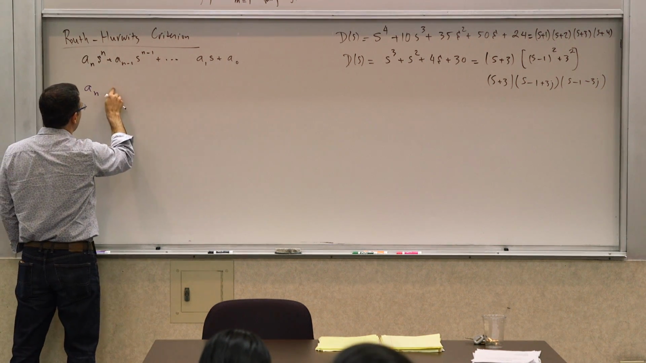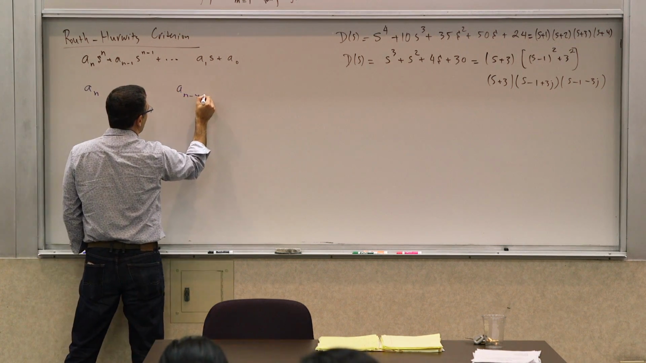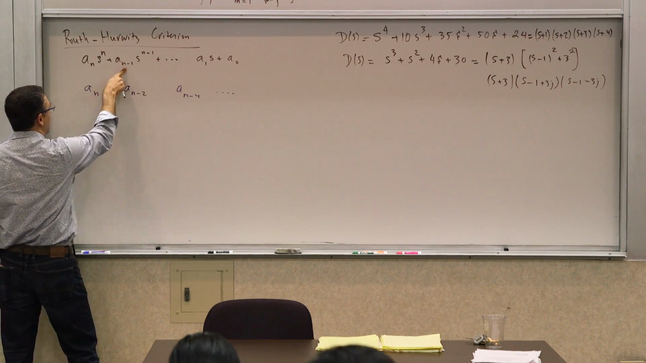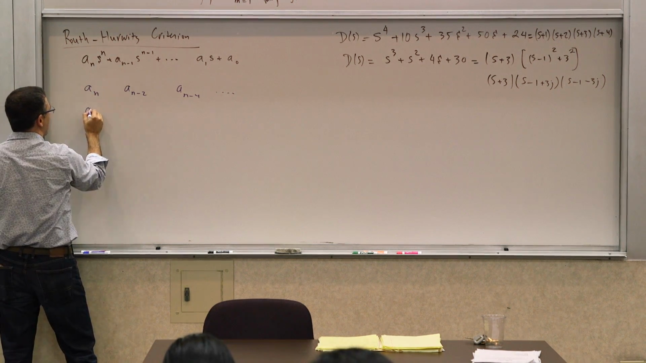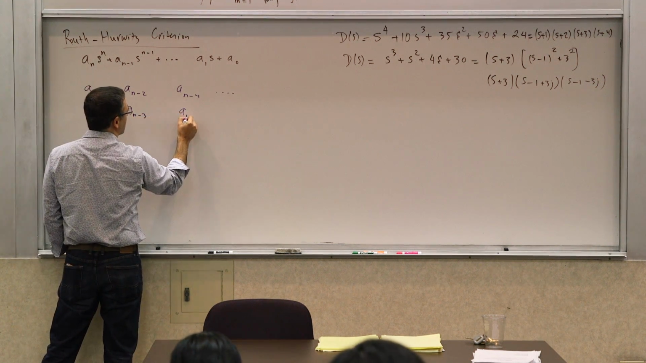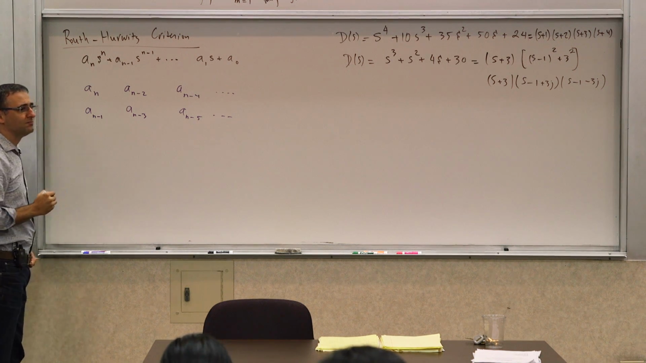So you start with the highest order coefficient, a_n, and you write every other coefficient. So you skip one, and then you get a_(n−2), a_(n−4), all the way down. And then you start with the next one over, the first one that you skipped, a_(n−1), a_(n−3), a_(n−5), and so on and so forth. So you write them under each other.